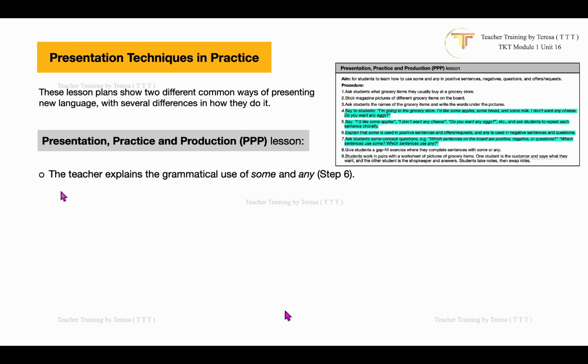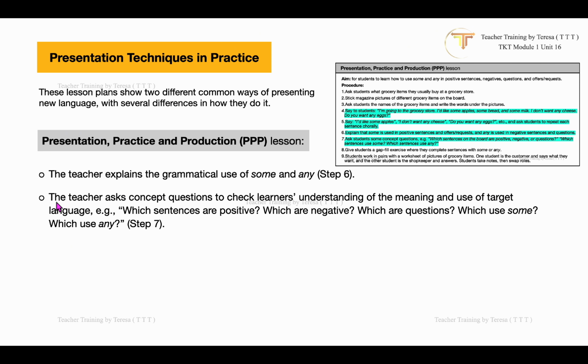The teacher explains the grammatical use of some and any, step 6. The teacher asks concept questions to check learners' understanding of the meaning and use of target language. Example, which sentences are positive? Which are negative? Which are questions? Which use some? Which use any? Step 7.